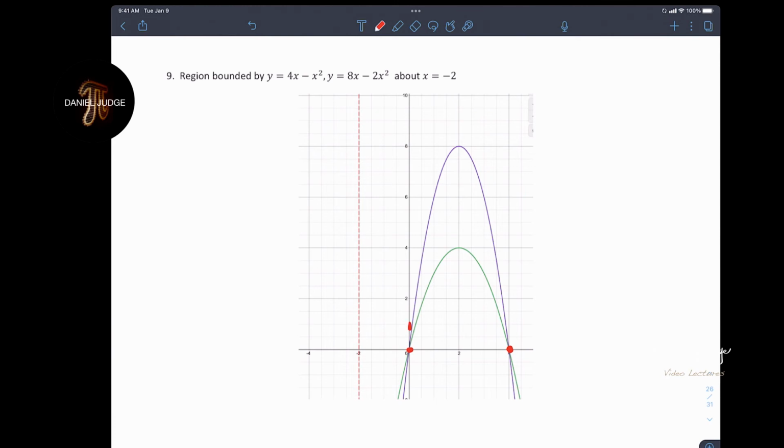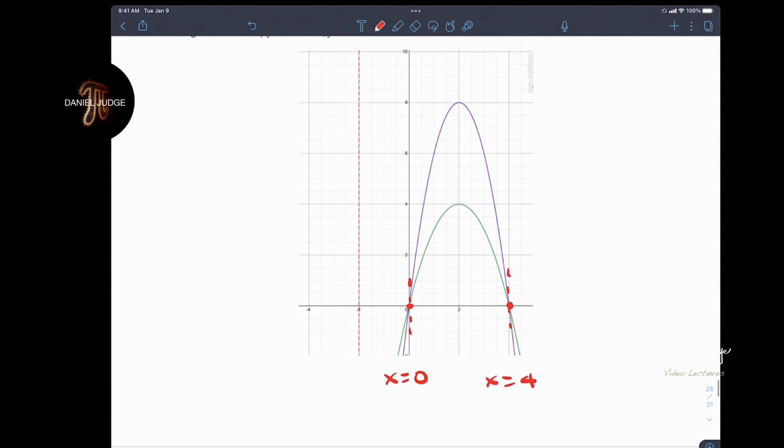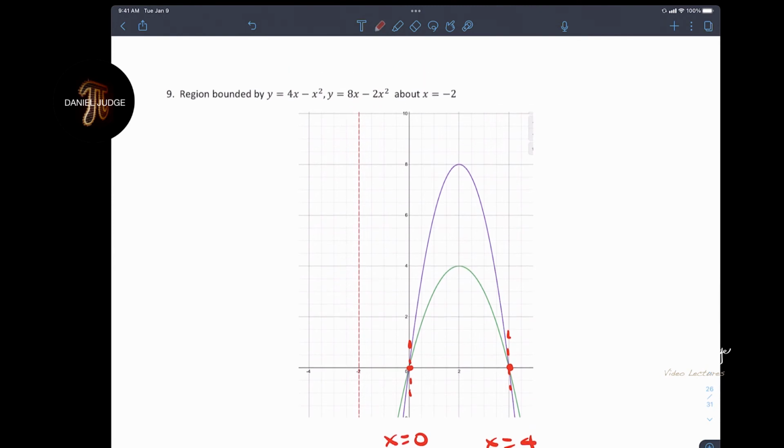This is at x equals 0. And here this is at x equals 4. So we want the bounded region between these two parabolas that open down. And what you see here is exactly the bounded region. So we're going to have to determine which parabola is the top, which is the bottom.